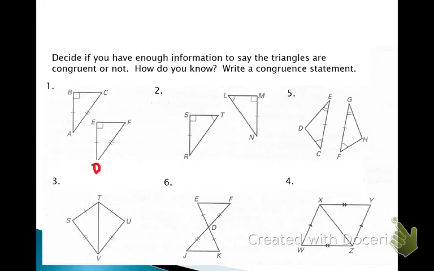Trent, can you make the congruence statement? Triangle CAB is congruent to triangle FDE. All right, triangle CAB is congruent to triangle FDE. That works, and that's by hypotenuse, leg.